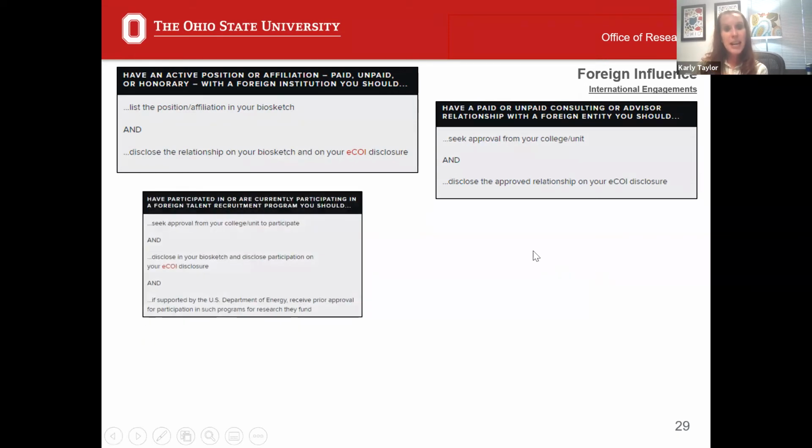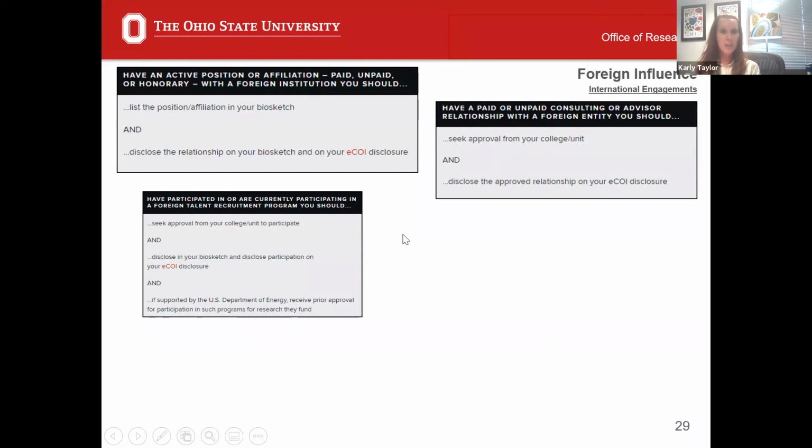If you've participated in a foreign talent program, whether this is a current foreign talent program or it might be a new one, you have to seek approval from your college or unit. You have to disclose it on your ECOI. We actually prefer, if it's a foreign talent recruitment program, that you contact our office too. There are some sponsors like Department of Energy that have really come out and may not allow individuals to receive funding if they've been in a foreign talent recruitment program.